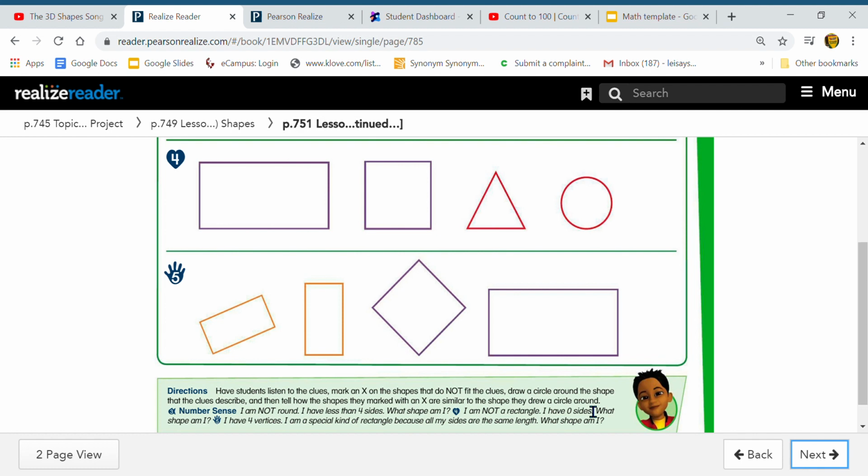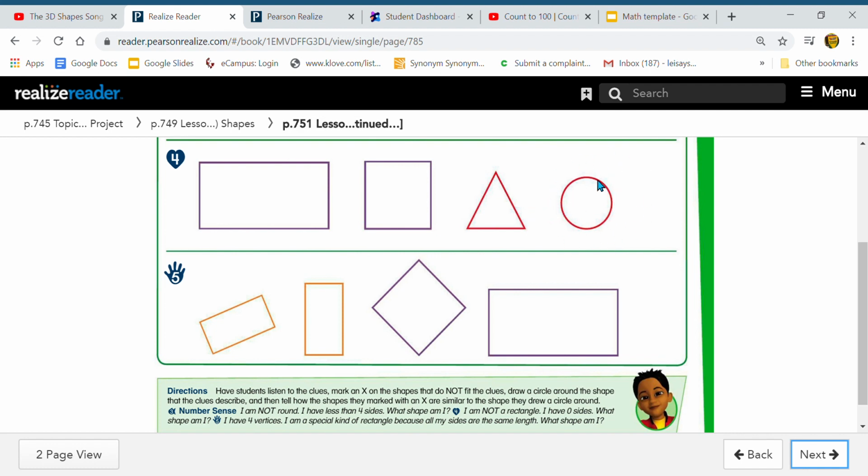The next clue is I have 0 sides. So I have none. I have 0, zilch, nada. I have no sides. Zip. Lucas also says zip. So none. Which one of these shapes has no sides? Is it a triangle? Nope. Good. Which one? Point to it for me. The circle. Yes, the circle has no sides.